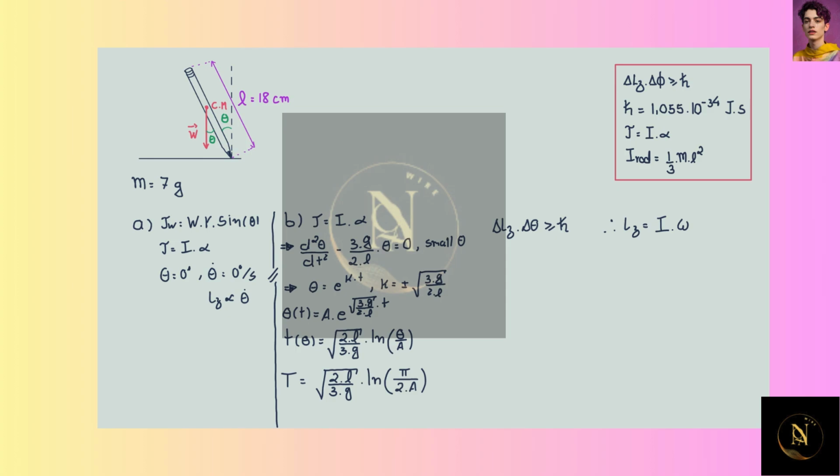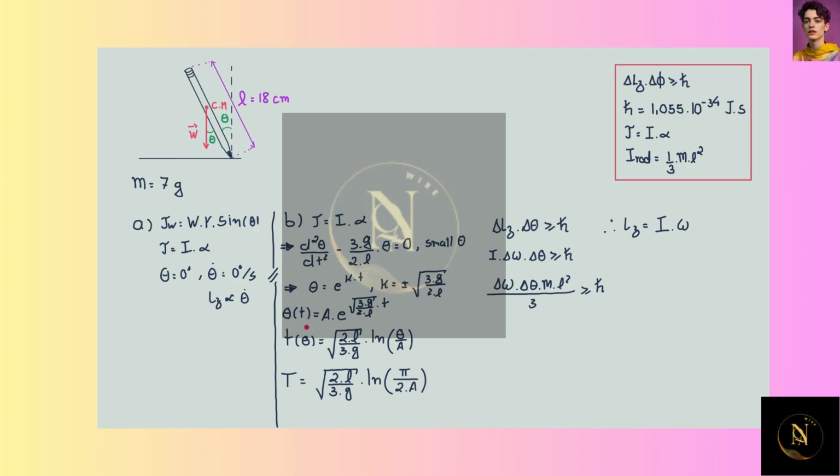Then, the uncertainty in the z component of the angular momentum is given by the moment of inertia times the uncertainty in the angular velocity. Then we have the uncertainty in the angular position, and this must be bigger than or equal to h bar. Now, using the expression for the moment of inertia that we already know, we get the following. The uncertainty in the angular velocity times the uncertainty in the angular position times the mass times L squared divided by 3 is bigger than or equal to h bar.